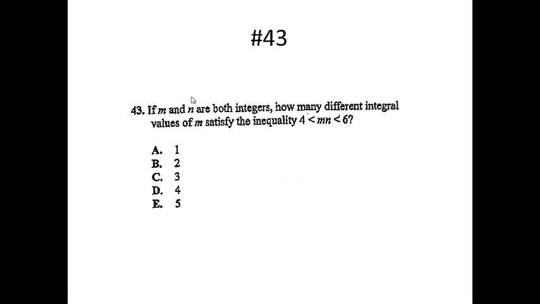Right, 43. If m and n are both integers, how many different integral values of m satisfy the inequality 4 is less than m times n, which is less than 6? So I just started thinking about it here, and let's say m was equal to 1. Could I multiply 1 by another number and get a number that's between 4 and 6? The only thing I can think of to work would be 5.